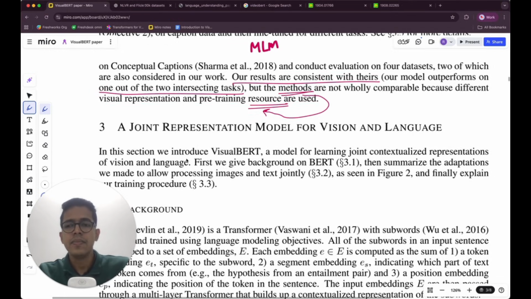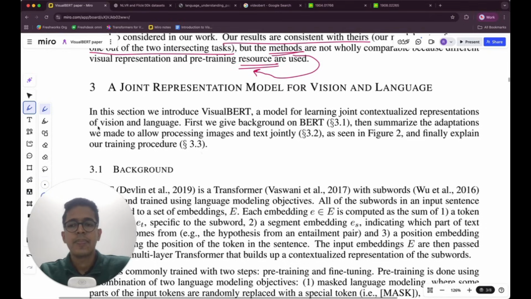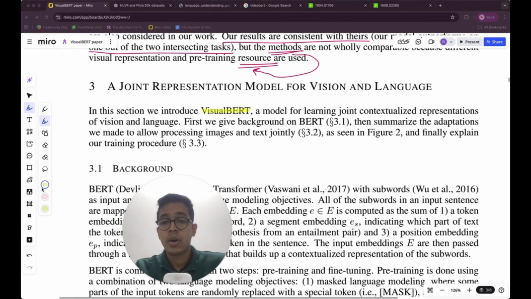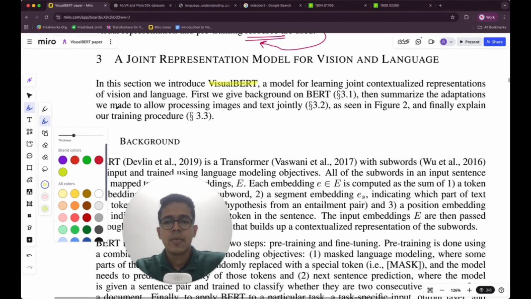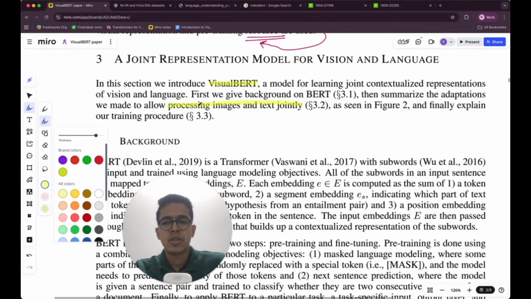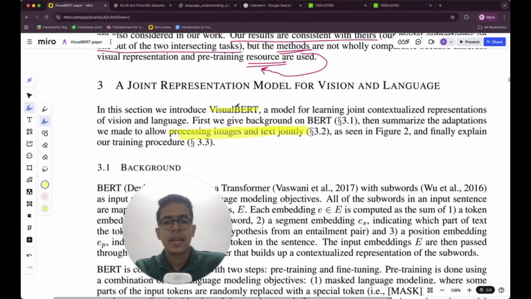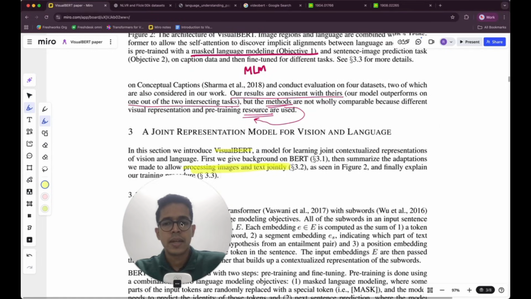Okay. Now let's move on to section 3, a joint representation model for vision and language. In this section, we introduce VisualBERT, a model for learning joint contextualized representation of vision and language. First, we give background on BERT, then summarize the adaptations we made to allow processing images and text jointly. Because in BERT, you only process text. Here, they have figured out a way to make BERT useful for joint processing of images and text, as seen in figure 2, and finally explain our training procedure. Okay, figure 2 we have already gone through. This is figure 2. So I won't be going through that again.